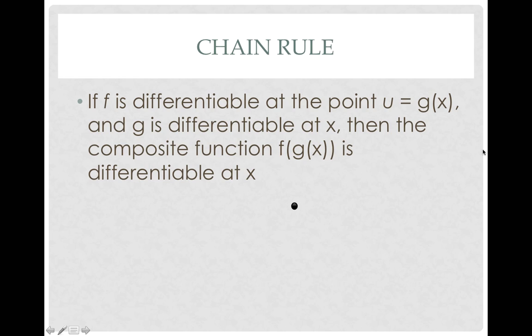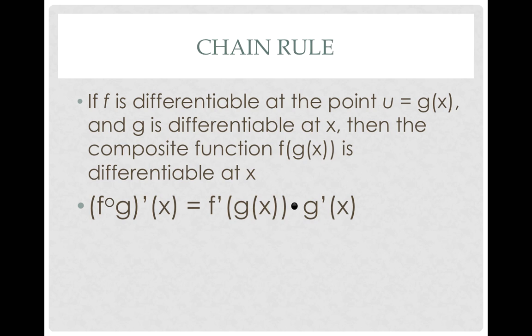Okay, if f is differentiable at some point, some function, and g is differentiable at x, then the composite function f of g of x is differentiable at x given by this. If you have f of g of x, you can take the derivative. So the derivative of f of g of x is f prime at g of x times the derivative of g of x.